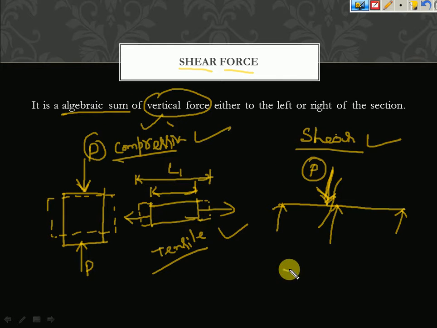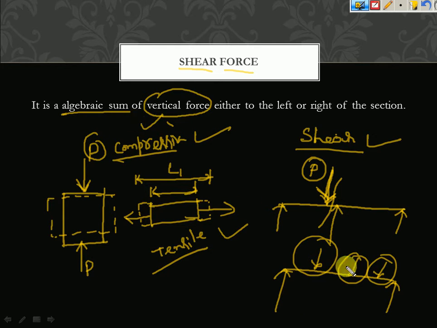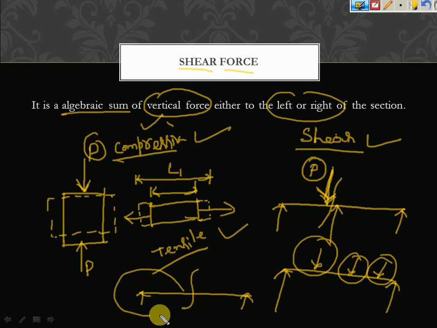That means if I take a beam like this, just consider there are many vertical forces. So here they are telling the algebraic sum of vertical forces either in the left or right of the section. What is left or right of the section? Means if I take a body, if I cut in the center, this part is called left and this part is called right of the section. Okay, this algebraic sum of vertical forces either at the left or at the right of the section is called shear force. Just know the difference between all these things, then it will be familiar.